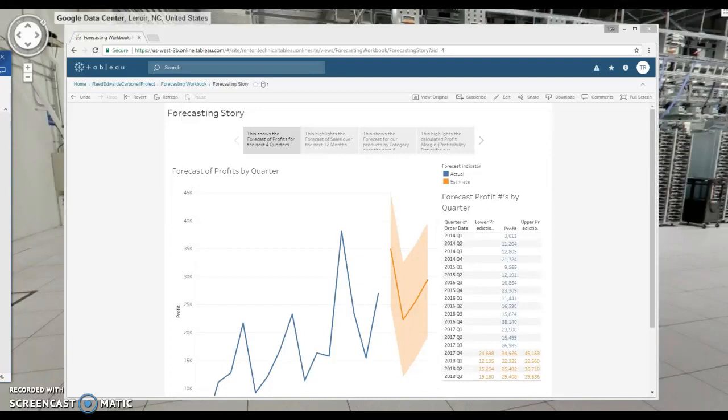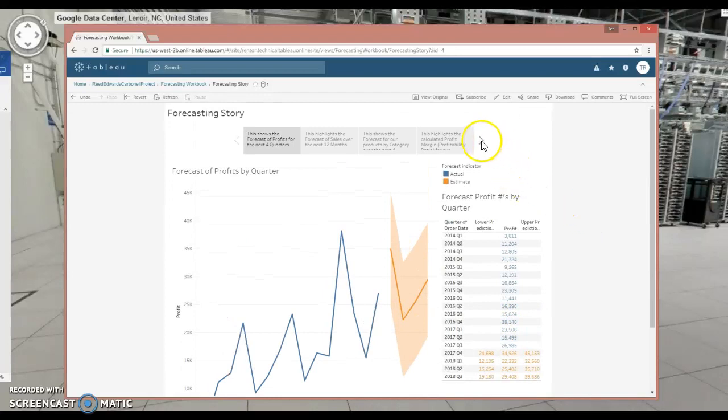Lastly, I created a profit margin calculation that looks at the profitability ratio for the category over the last 3 years. I then created a forecast to show how each category will do with profitability over the next 4 quarters. This shows the forecast profit for the next 4 quarters.